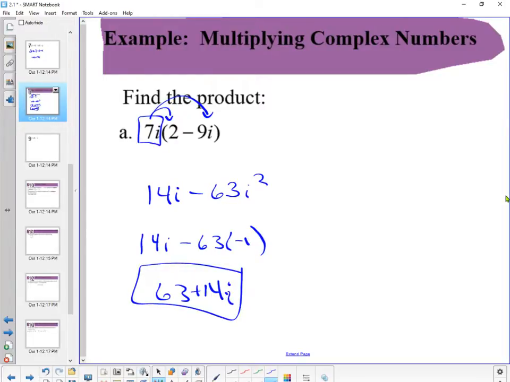Please make sure that you're fixing your solutions so that they're in standard form. Real plus imaginary. Real plus imaginary. Or minus.